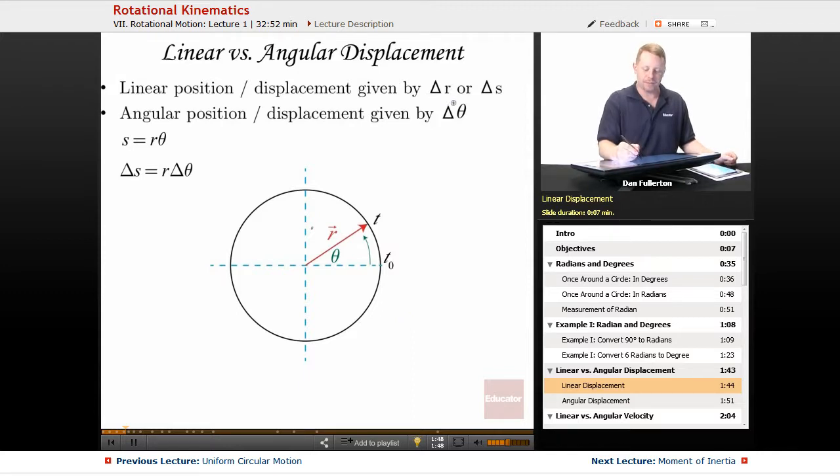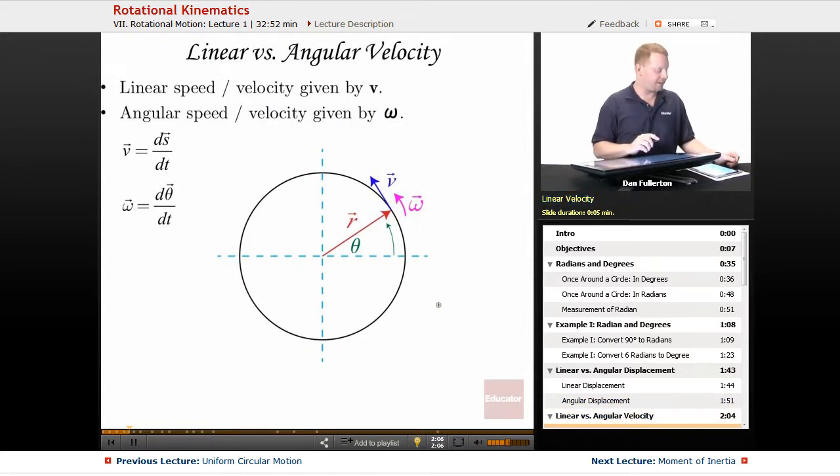Angular versus linear displacement. Linear position or displacement we've talked about as delta r or delta s. Angular position or displacement we give by delta theta. So as you go around the circle, you have increasing amounts of theta, where s, the linear distance, is r times theta, or delta s is r delta theta. If we talked about velocity in the same way, linear speed or velocity is given by the v vector. Angular speed or velocity is given by the squiggly w, the omega vector, where velocity is the derivative of position with respect to time. Angular velocity is the derivative of angular position or displacement with respect to time.